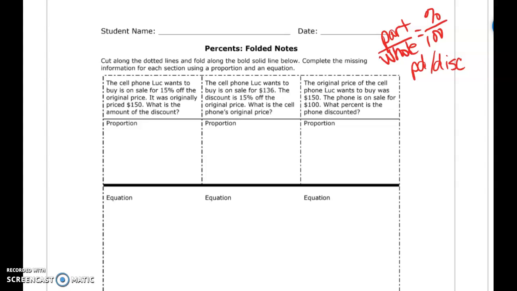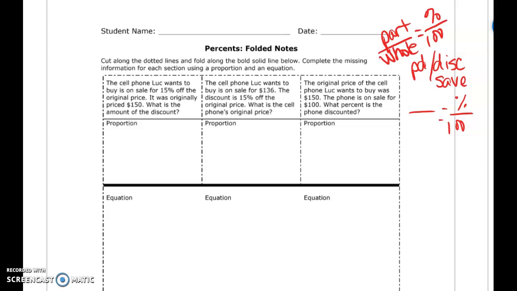We also need to make sure the word save is also for discount, so that when we set up our proportion, our units match. So make sure you're labeling. On this first one, we're not going to worry about cutting along the dotted lines because obviously we can't do that. So just write these notes in your journal.